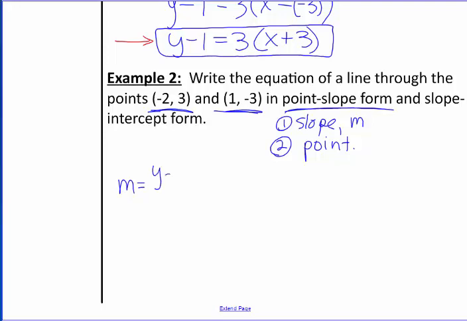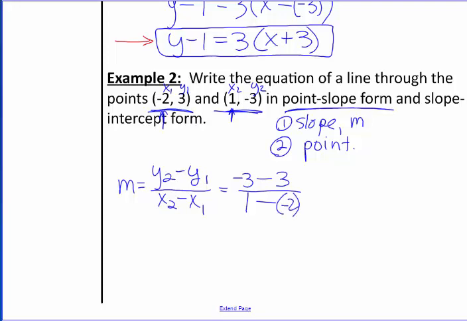So the slope is (y2 - y1) over (x2 - x1). So then label your points. We can use this first one as x1, y1. The next one is x2, y2. And you're going to plug the numbers into the correct spots. So our y2 we labeled as -3, minus the y1, which is 3, divided by x2, which is 1, minus x1, which is -2.